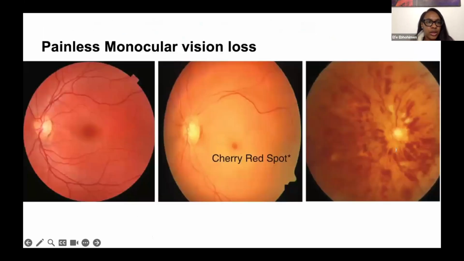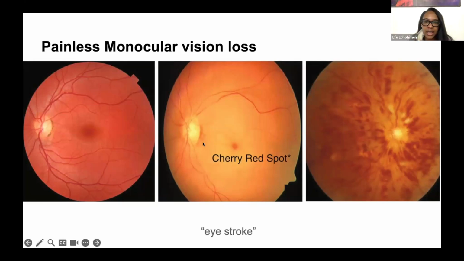So you have a patient who also comes in complaining of painless monocular vision loss. All the way to the left is a normal fundoscopy exam. In the middle and to the right, excuse me, are abnormal exams. So what do we think is going on in the middle photo? They're coming in with painless red eye with acute vision loss. CRAO. Good, exactly. Also known as maybe an eye stroke.